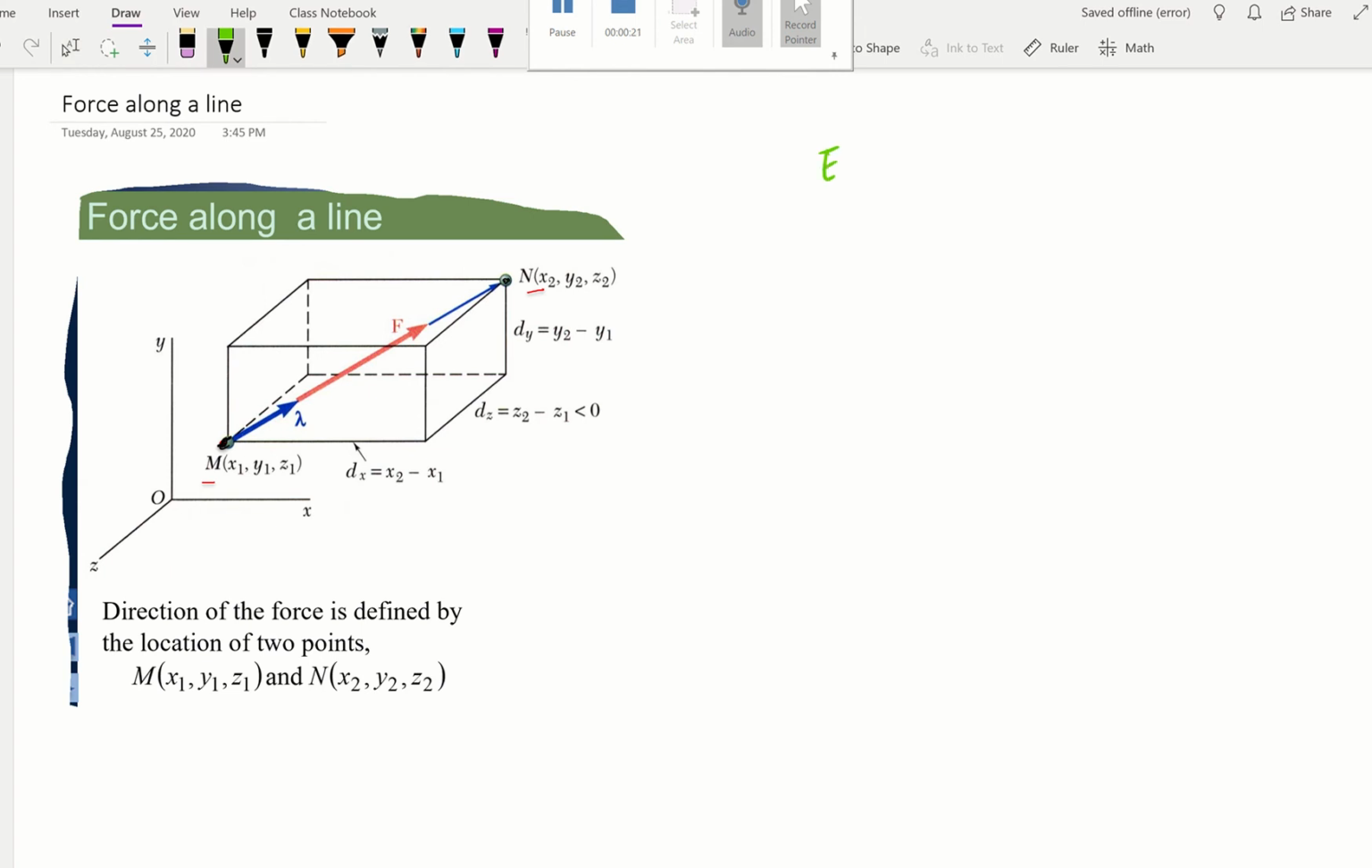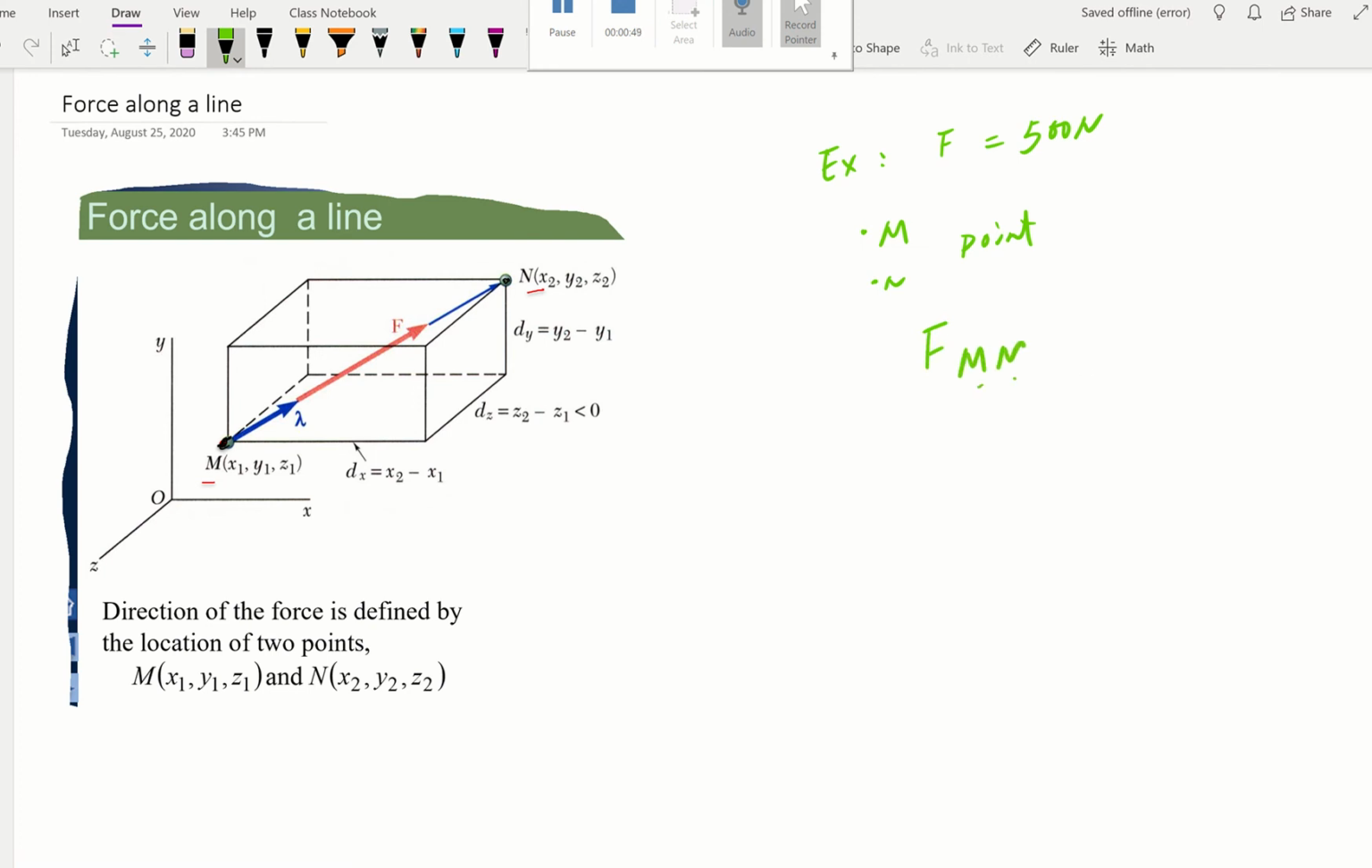For example, they said, okay, this is a force here, and the magnitude is, let's see, 500 Newton. And then they said this force is along this line. And in order to define a line, they're going to give 2 points, right? Let's say the first point is M, the second point is N. And those are the 2 points. And they said this force is along the line from M to N.